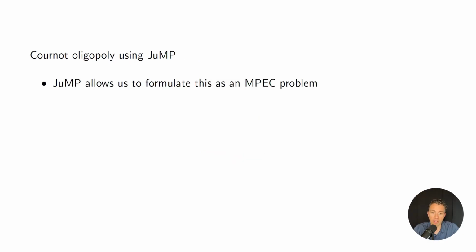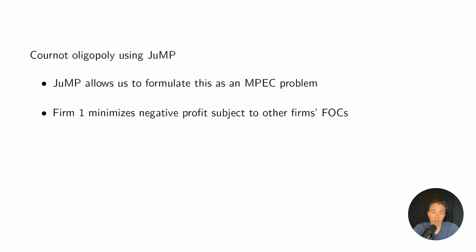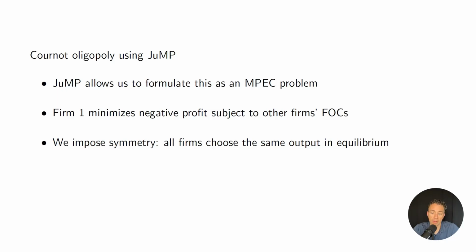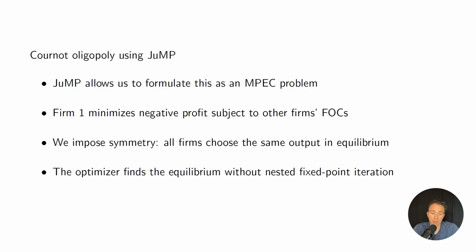So basically we can formulate this as an MPEC problem where firm 1 is minimizing its negative profit subject to the other firms' first order conditions. And then we impose that everything's the same in equilibrium because the players are all symmetric. And then we can find this equilibrium numerically without any nested fixed point iteration that would otherwise be required.